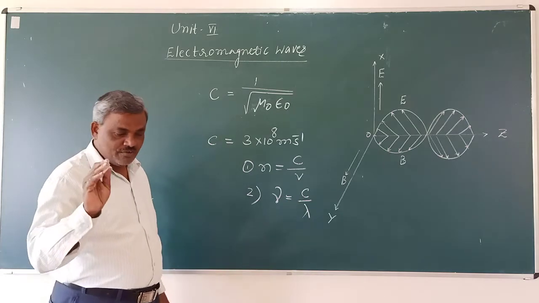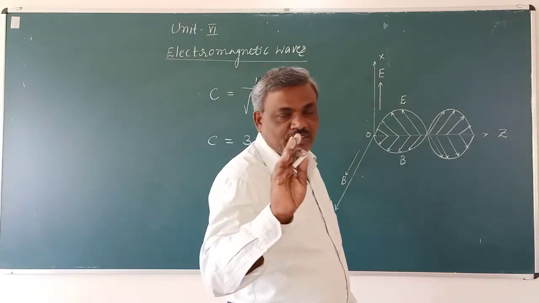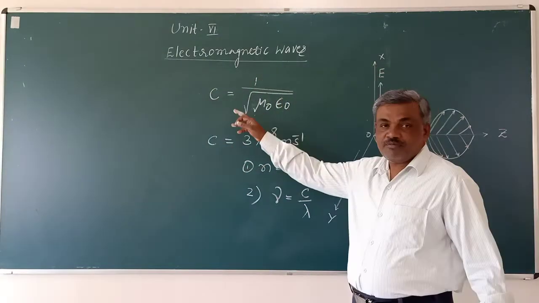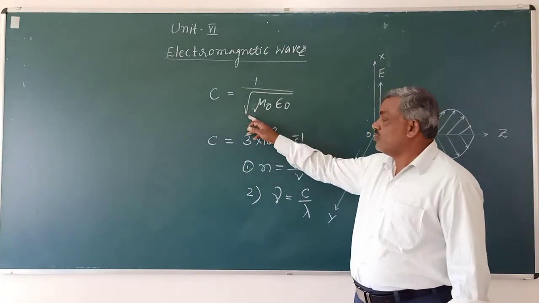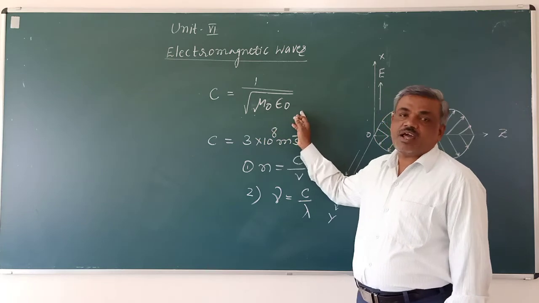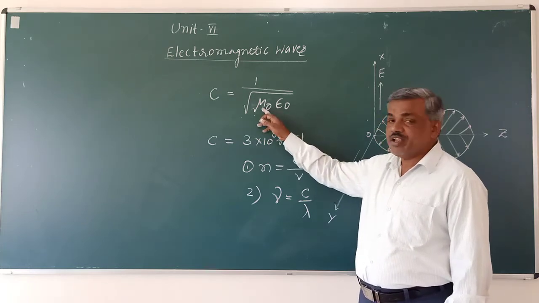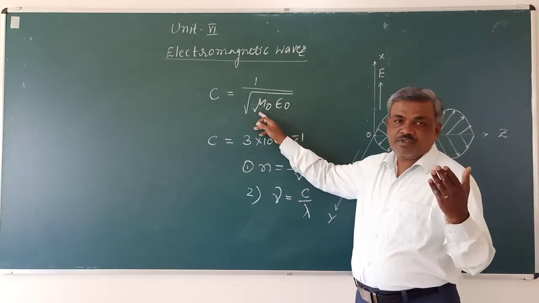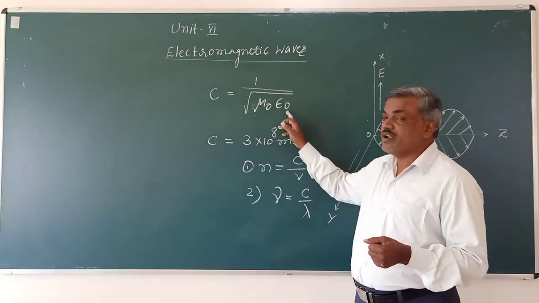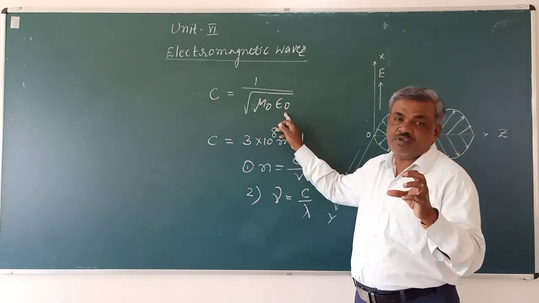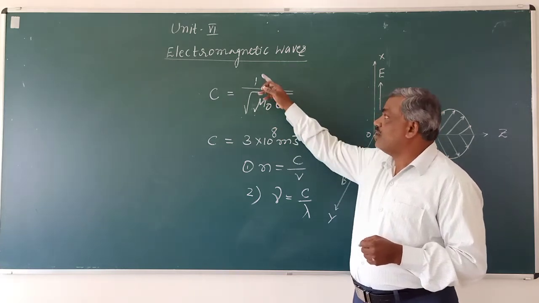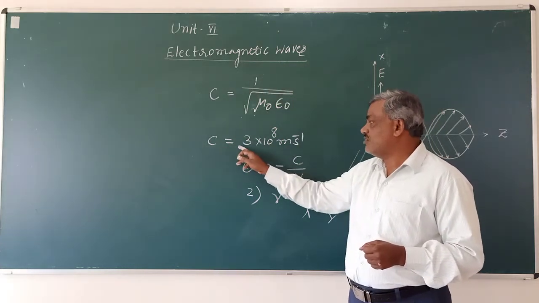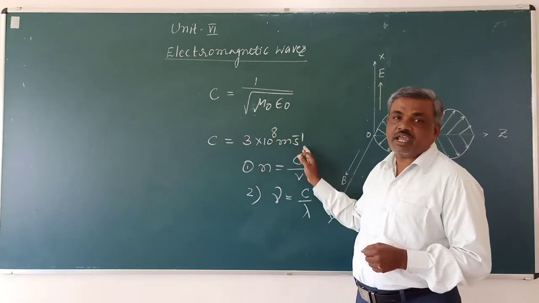Now you observe, friends, here is an important mathematical formula. The speed of the electromagnetic wave c equal to 1 divided by root of mu naught into epsilon naught. Mu naught is the permeability of free space. Epsilon naught is the permittivity of free space, in air and vacuum. The speed of light, the speed of electromagnetic waves, c equal to 3 times 10 power plus 8 meter per second.